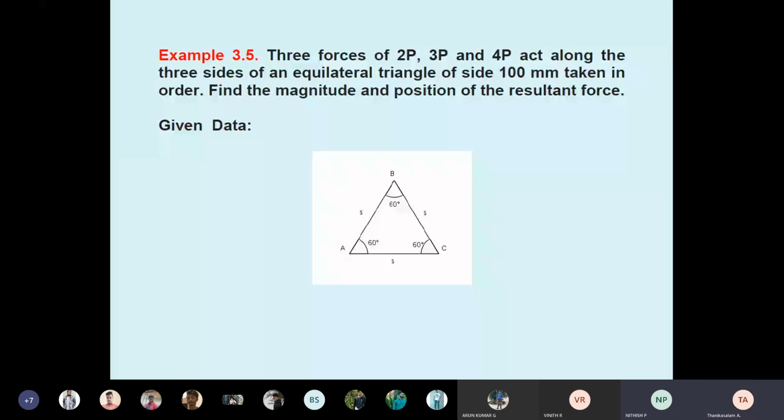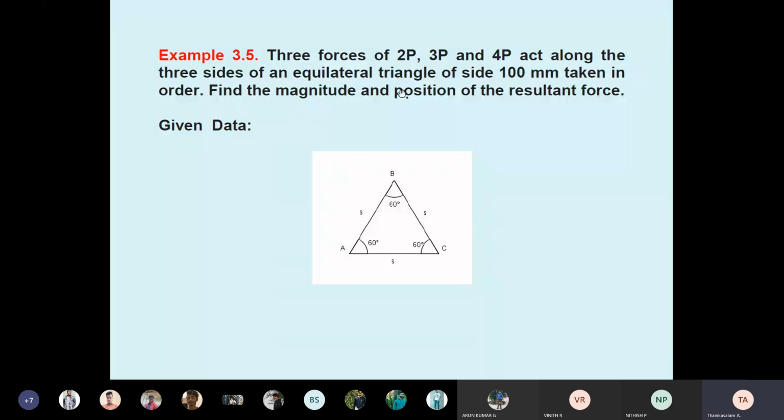See here, example 3.5. Whenever I am writing any example, that is from the book I shared with you, chapter 3. You can find this problem. They given only the problem and solve it within a single step. But here I made a step-by-step procedure for your understanding.